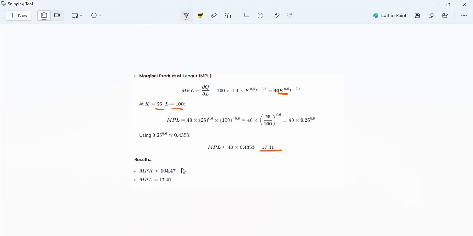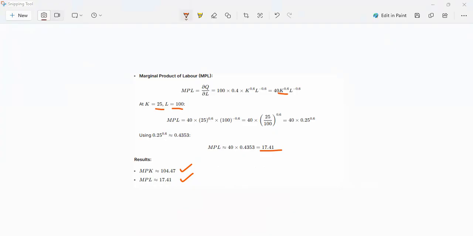So what are the results? Our marginal product of capital is 104, and our marginal product of labor is 17.41. Can you manage to substitute those ones on your own? Is that clear? Yes, we'll try to practice.